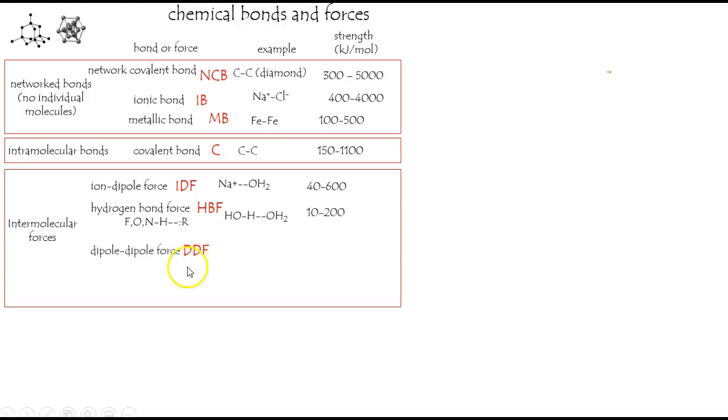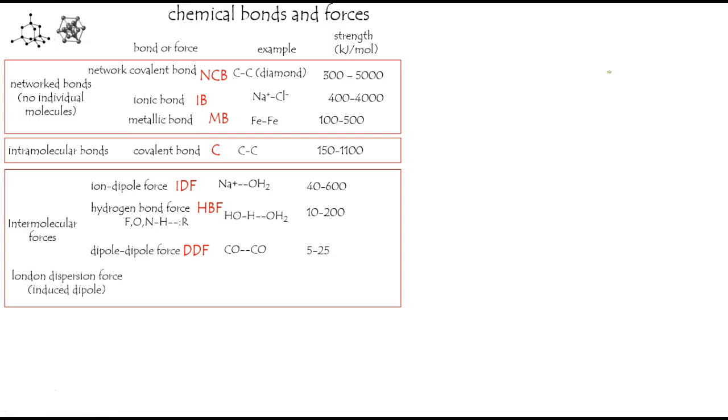We get much weaker when you simply have the attraction from the unevenly shared electrons in a molecule. For example, carbon monoxide. That oxygen is electronegative, the carbon is electropositive, therefore there's a slight plus to minus attraction there, but we're getting into single digits for kilojoules per mole.